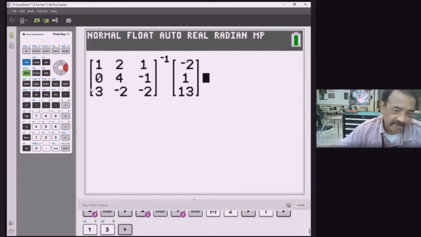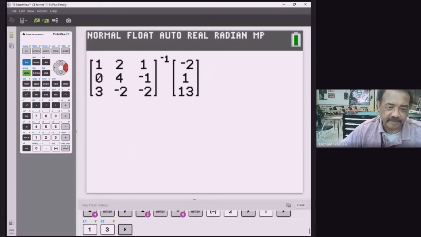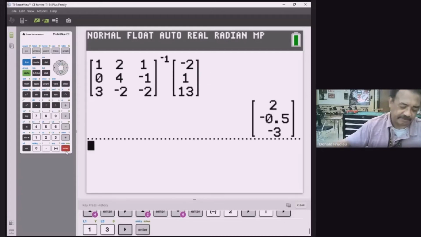Now let's double check our numbers one more time. 1, 2, 1, 0, 4, -1, 3, -2, -2, -2, 1, and 13. And this should be my answer. 2, -0.5, that's really -1/2, and -3.